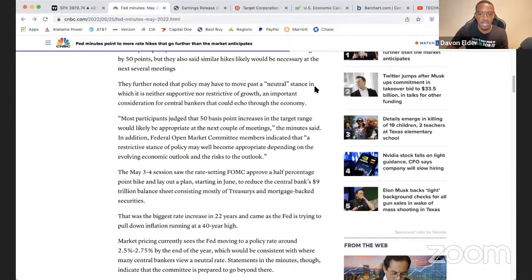Now, what is going to be the determining factor for the Fed to move past neutral? The determining factor is going to be inflation. If inflation comes down faster than most people are anticipating, they won't have to raise interest rates as high. If they won't have to raise interest rates as high, that would provide certainty for the economy.